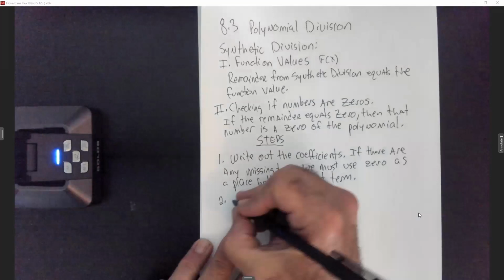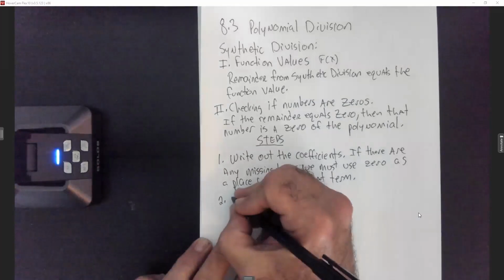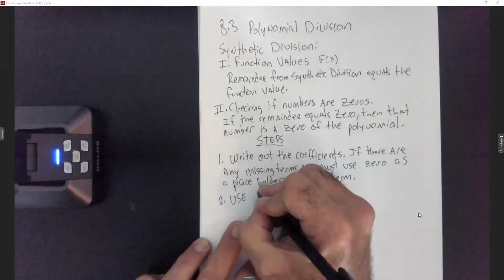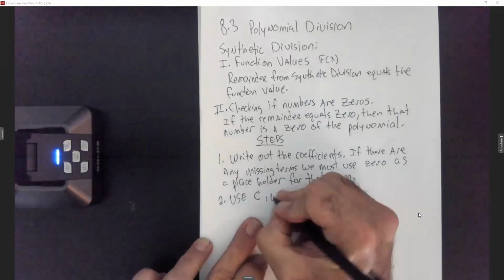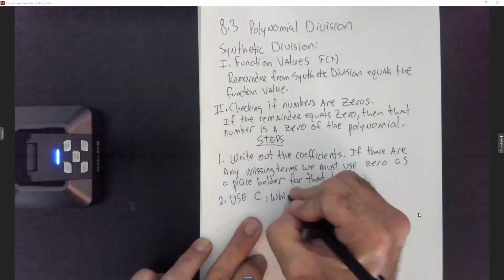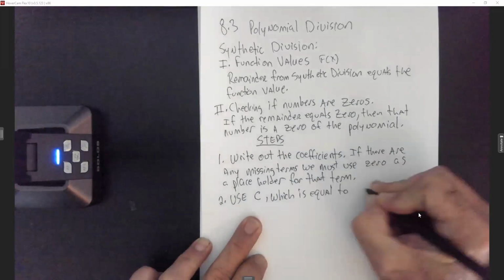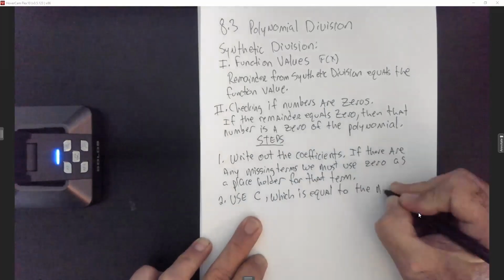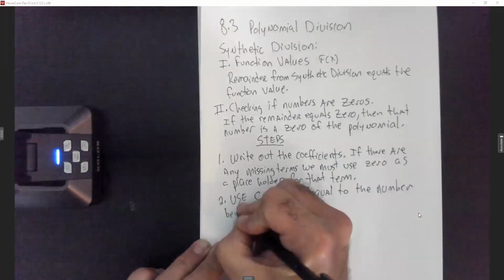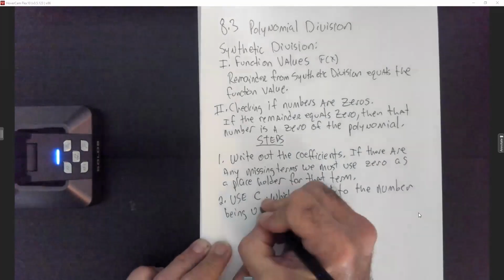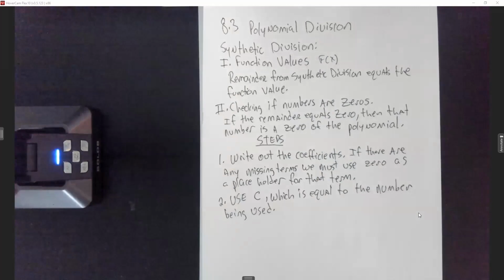I'm then going to use C, which is equal to the number being used. So if they want me to find function values and they gave me f of 5, C would be 5. If I was using synthetic division to test if a number was 0, and the number I'm testing is -2, then C would be -2, okay?